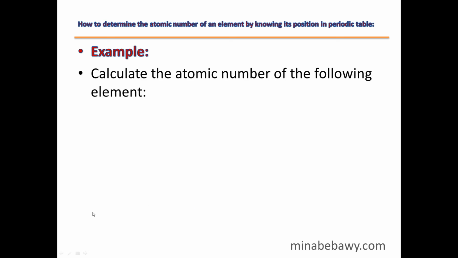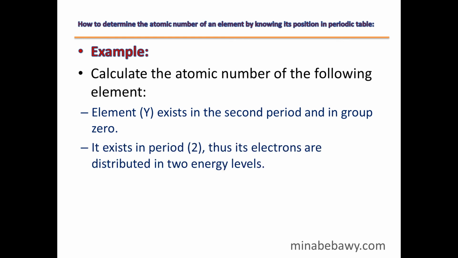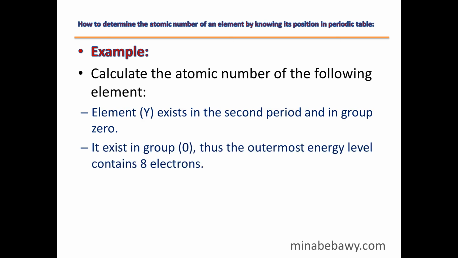Another example, calculate the atomic number of the following element. We have an unknown element Y, which exists in the second period and in group 0. Since this element is found in the second period, it has 2 energy levels. And since this element is found in group 0, its outermost energy level is completely filled with electrons. And L is filled with 8 electrons.